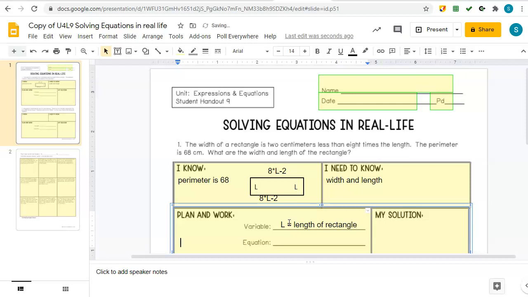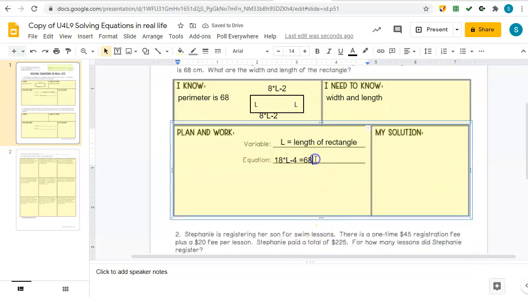Okay, now let's figure out our equation. Well, we've got 8L plus L plus 8L plus L. So we've got 18L. And then we're subtracting 4, because we have our minus 2 and our minus 2. So when we add everything up here, we get 18L minus 4, and that has to equal 68.